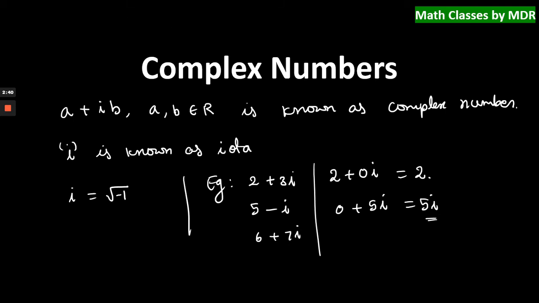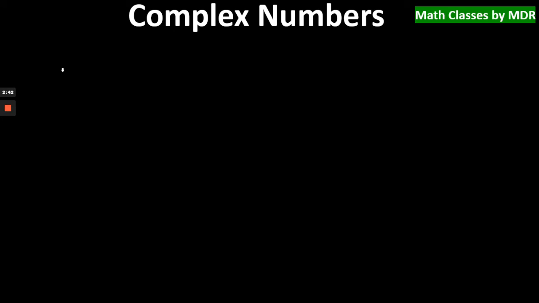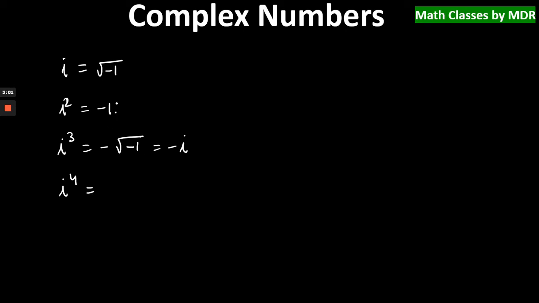Now when you look at this i, it has a property that i square is equal to minus 1. And i cube is nothing but i square into i, which is equal to minus root minus 1, or minus i. And i to the power 4 is i square whole square, isn't it? It is nothing but minus 1 whole square, which is equal to 1.